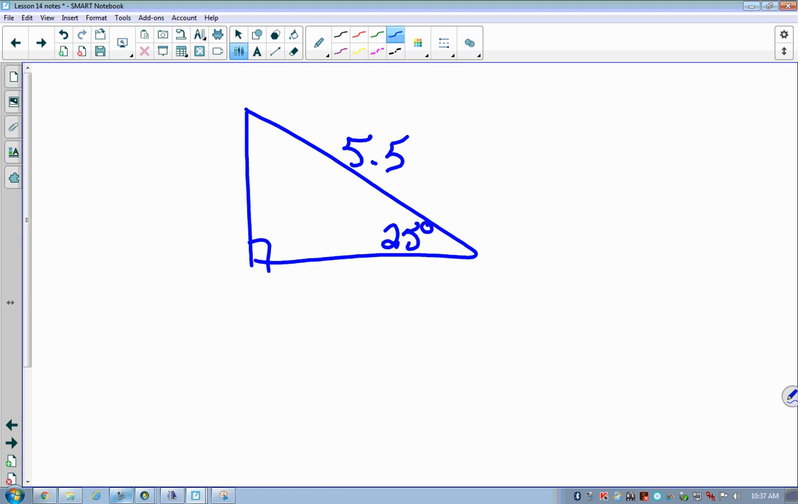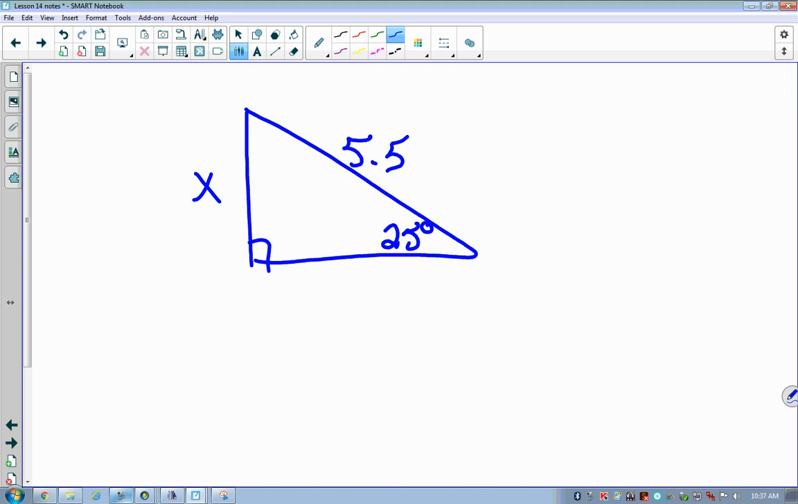Elevation is from the ground up. That's where a lot of people get confused, because we think if we're up in the air, that's elevation. No, elevation happens from the ground up. Depression happens from the air down, at least in these questions. All right, we are looking for this.